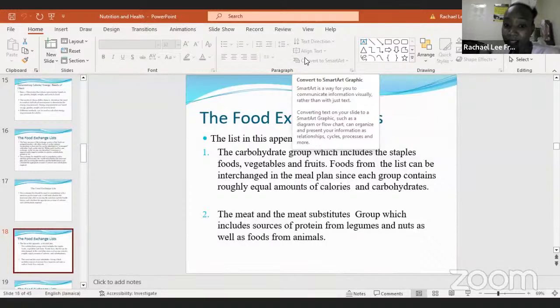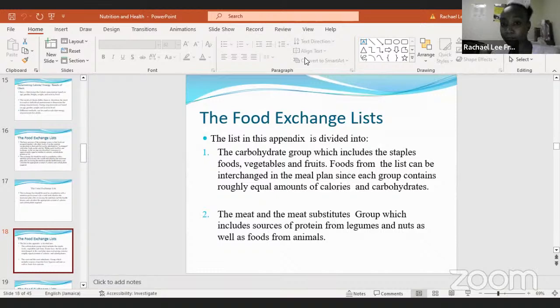So it says foods from the list can be interchanged in a meal plan since each group contains a roughly equal amount of calories and carbohydrates. So now for the meat and meat substitutes, this would be protein, right? So this group, as it said, includes sources of protein from legumes and nuts, right? Now the legumes and nuts, remember we mentioned persons who don't eat meat, they can have their peas and their beans, right? So the peas and the beans can actually be their source of protein. It's just that sometimes they would have to look at the amount that they are consuming to determine the portion that they need to have.